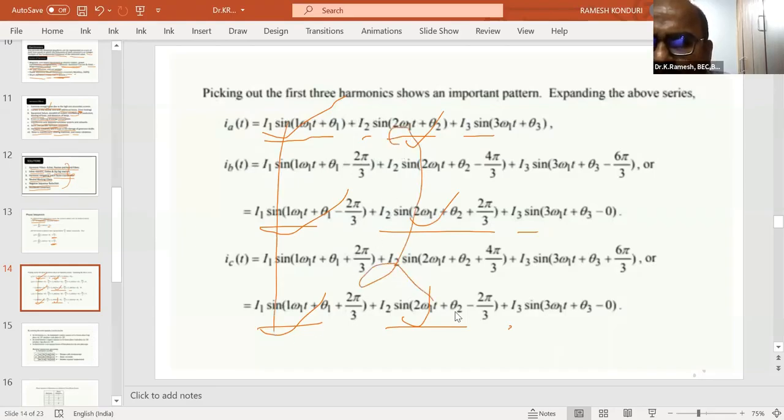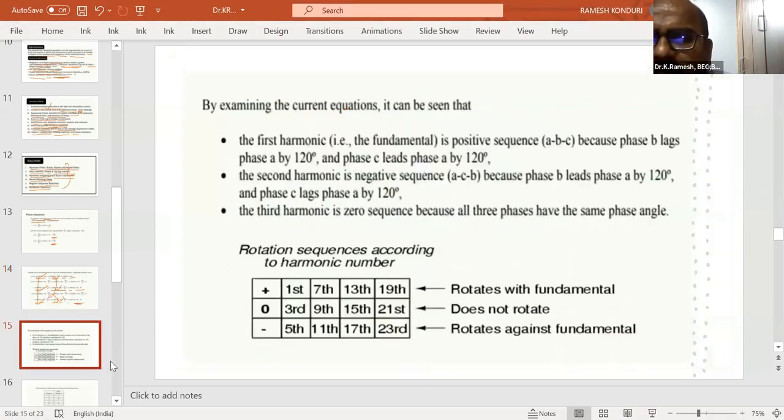The second one has opposite phase rotation, which is called negative sequence harmonics. And in the third one, there is no phase rotation, there is 0 degrees of phase rotation. These are called zero sequence harmonics, what we call. So based upon this, we said that the first harmonic is a positive sequence.